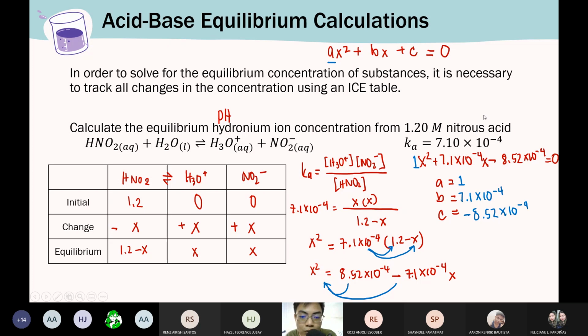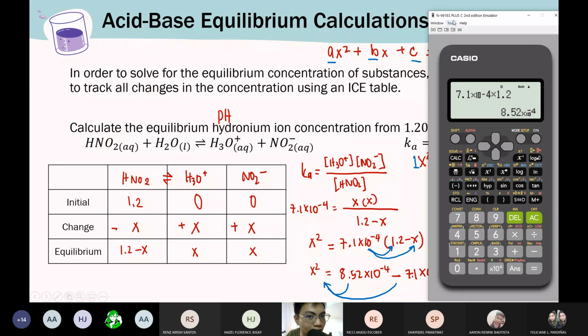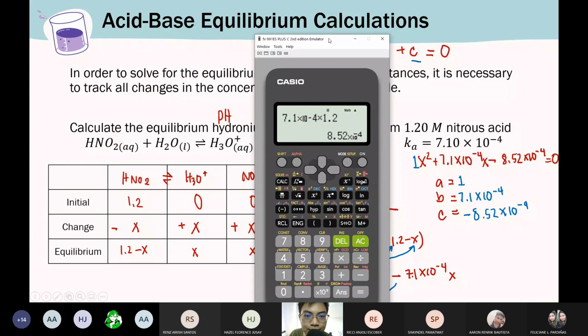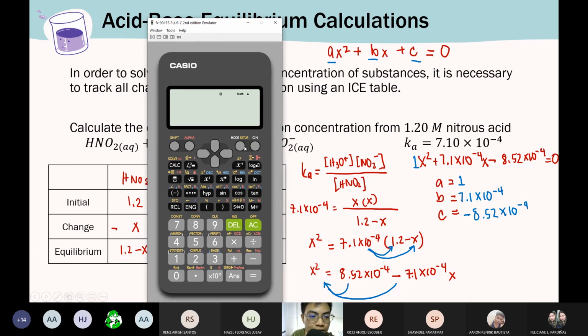And then what we will do, yung tinuro ko sa inyo last time, no? So after identifying A, B, C, you get your calculator, and then you solve for the quadratic equation. Okay? Ayan, nasolve na ni Kyla. Sige, let's go to your calculator. Just go to mode, and then press equation. And then, yung x square, ax square plus bx plus c.